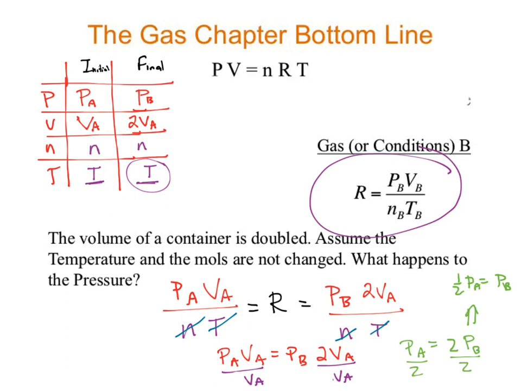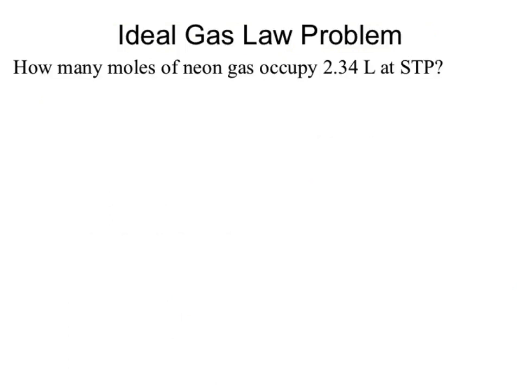Okay. So that's the power of our ideal gas law. It's kind of neat. So we'll look at a new question here. How many moles of neon gas occupy 2.34 liters at STP? Okay. Go through and solve this as best you can.